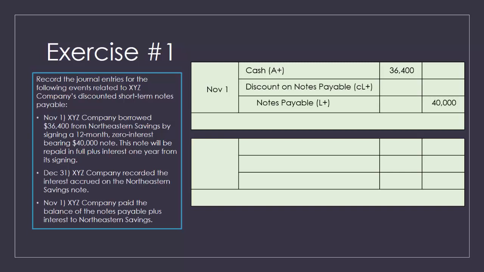So the difference between the amount of cash that your company is receiving at the time and the face value you have to repay in the future gets debited to an account called discount on notes payable, a contra liability account, so it goes up on the debit side.